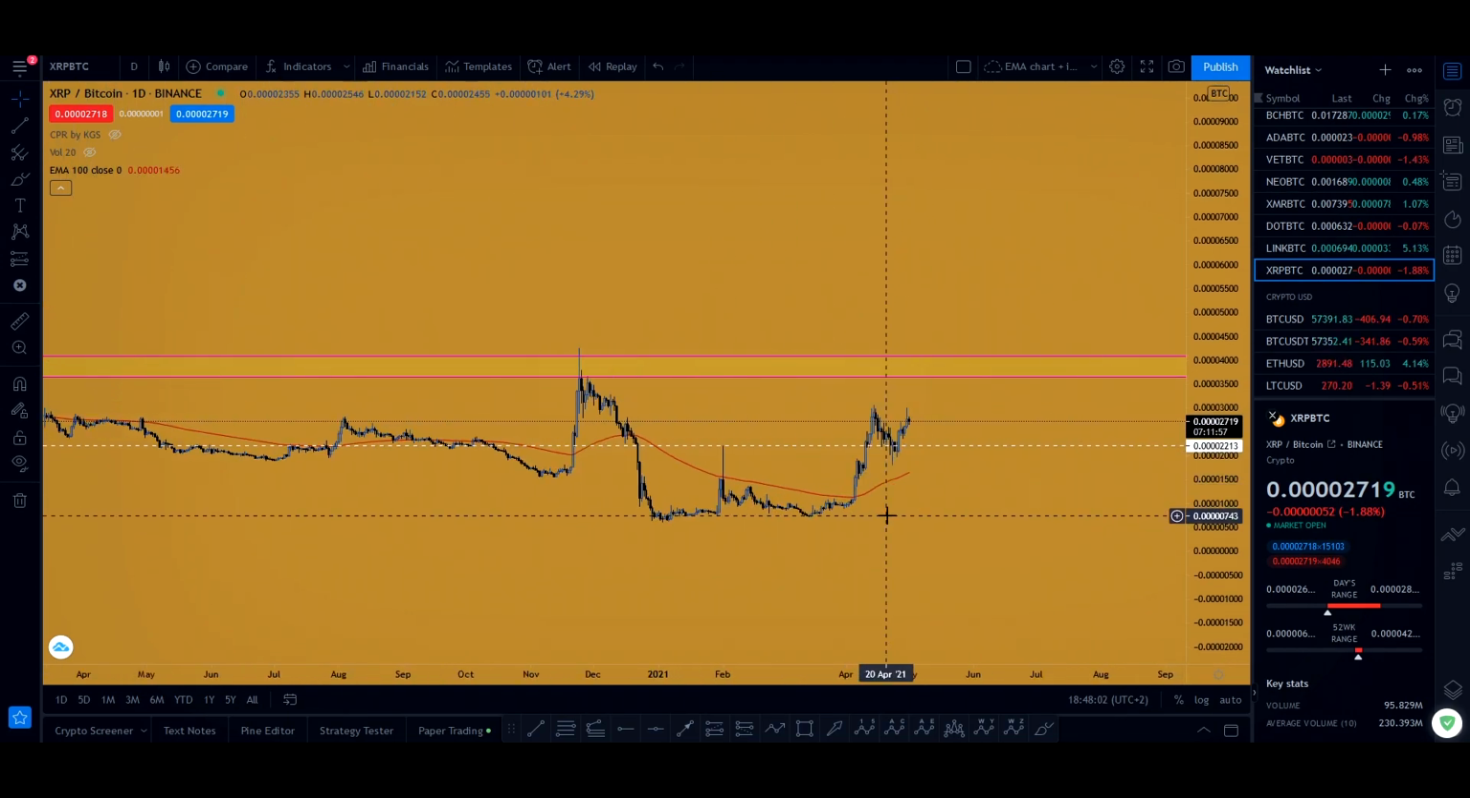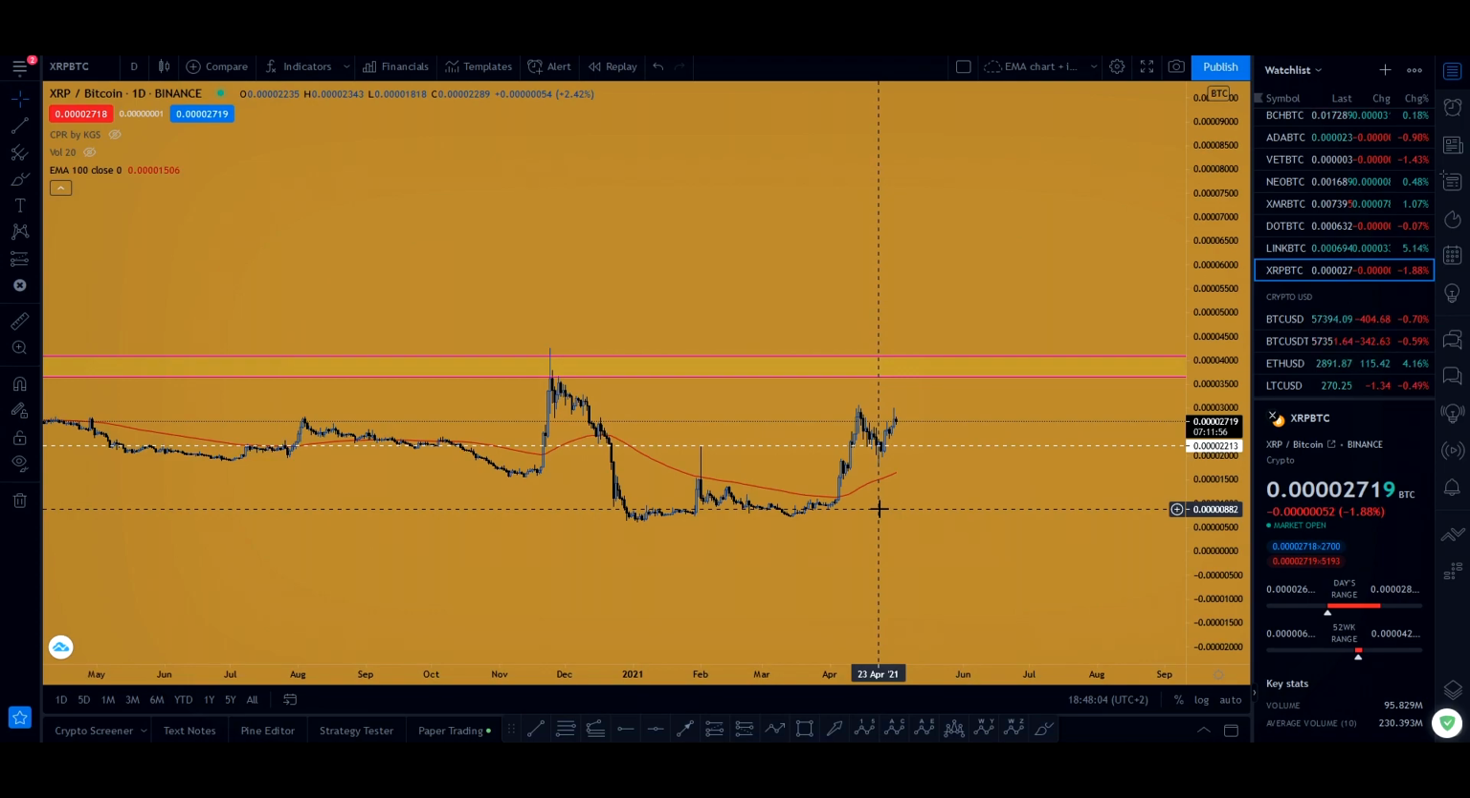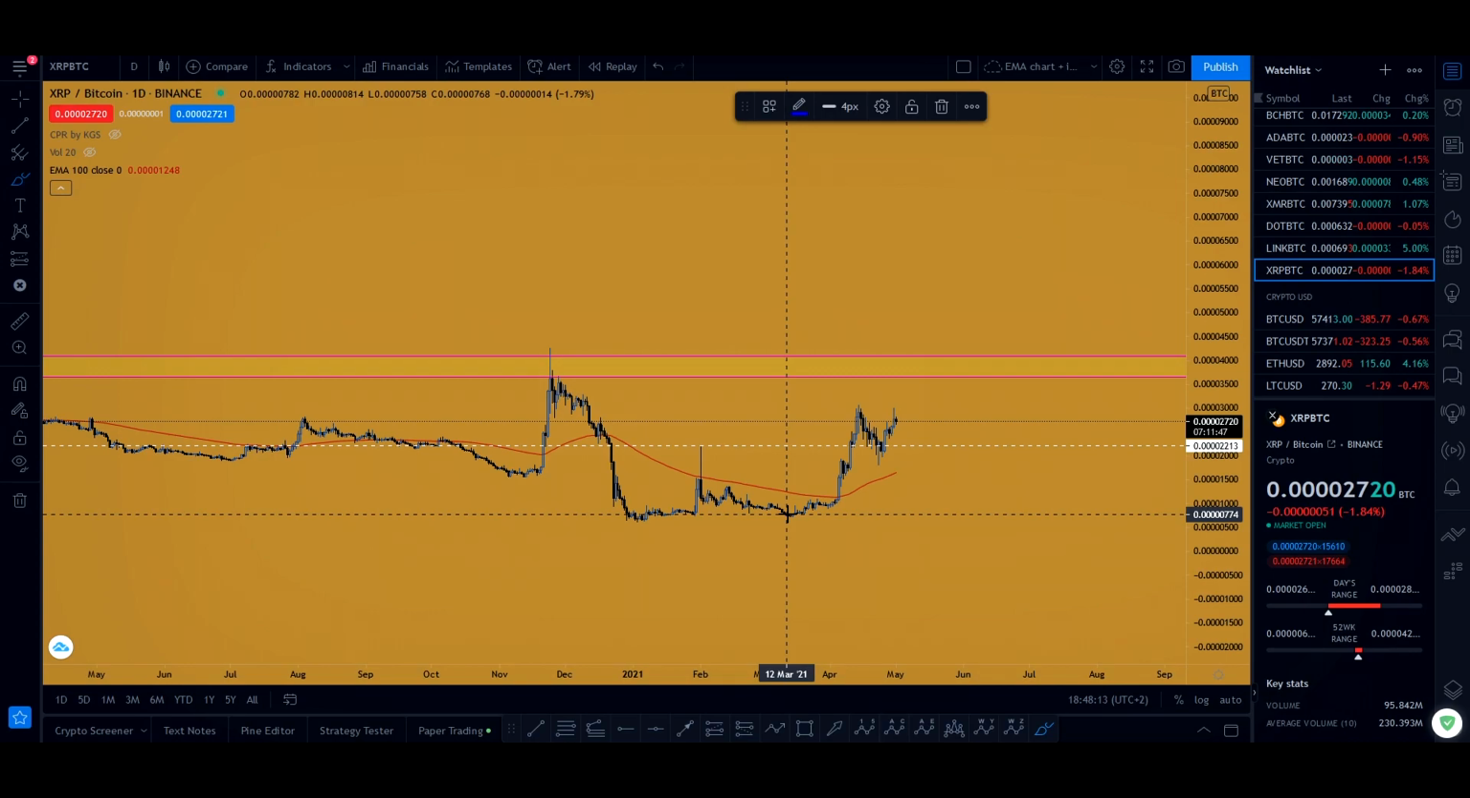So let me zoom in a little bit and show you what happened. As you can see, at this rock bottom we had this big push, which most people will miss, unless you bought at the rock bottom and just held your XRP. But if you missed it, again, you should have waited for the retest of the key market structure level.